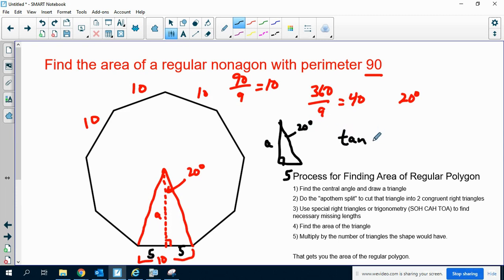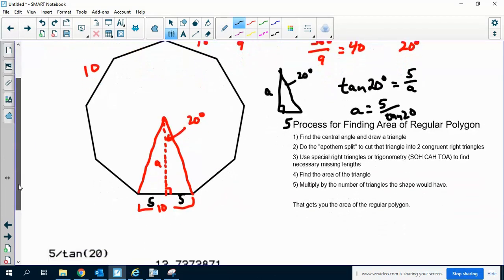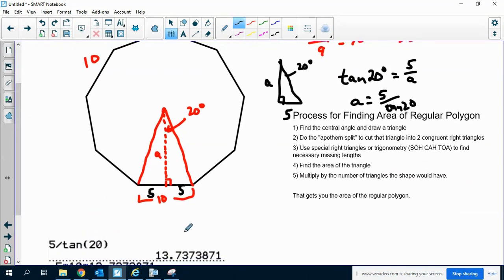So I can find the length of A, or the apothem, by taking the tangent of 20 degrees equals 5 over A. So then I cross multiply, basically. I take this A and multiply it over here. I divide by the tangent of 20. So A equals 5 divided by the tangent of 20. And now it's basically all calculator work. So 5 divided by the tangent of 20 is about 13.737. Now I want to find the area of this triangle.